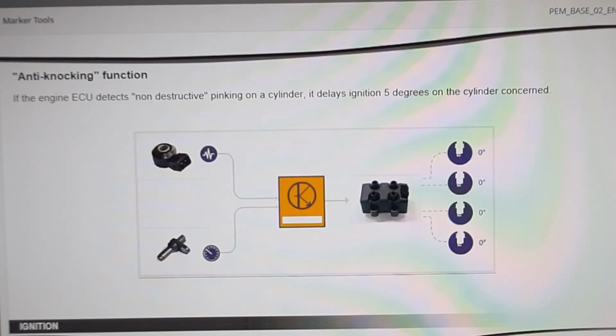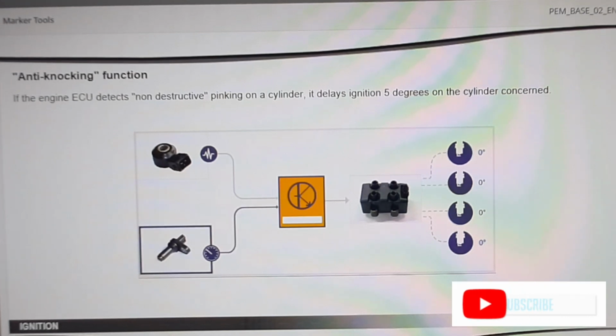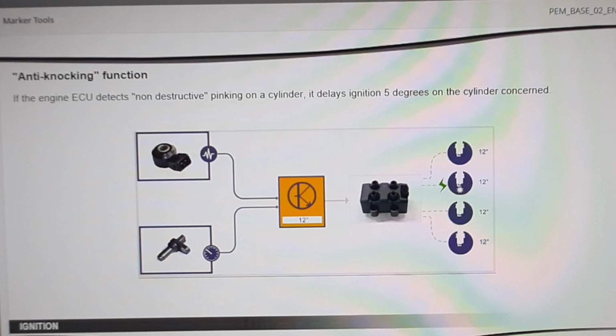First, let's look at the program applied in case of non-destructive pinking. The computer determines an ignition advance in line with the operating parameters. If the computer detects non-destructive pinking on a cylinder, it delays ignition 5 degrees on the cylinder concerned. The computer then gradually returns to the initial advance. This correction cannot be viewed on the clip.